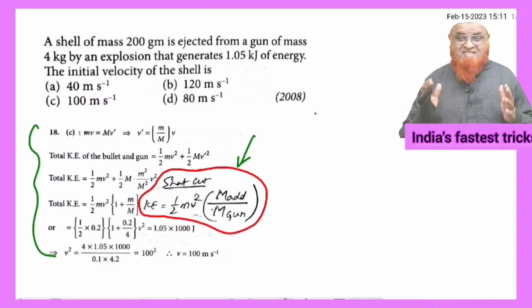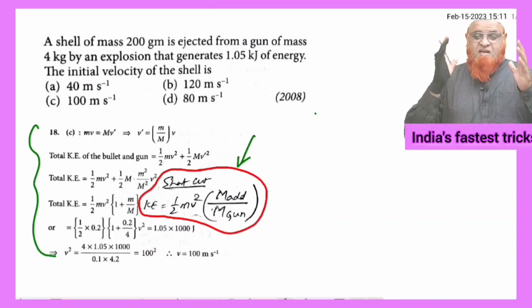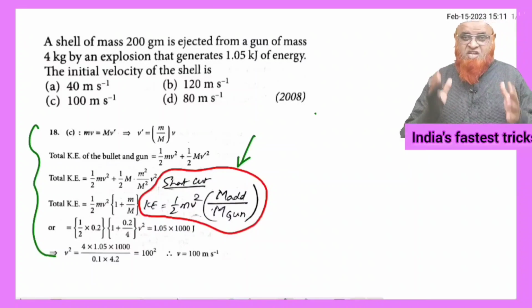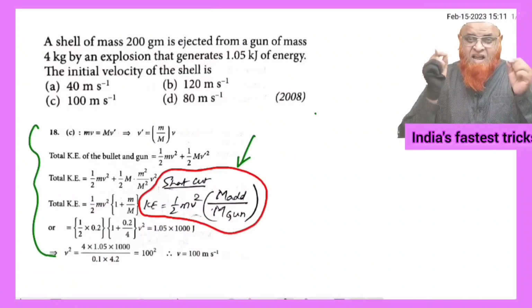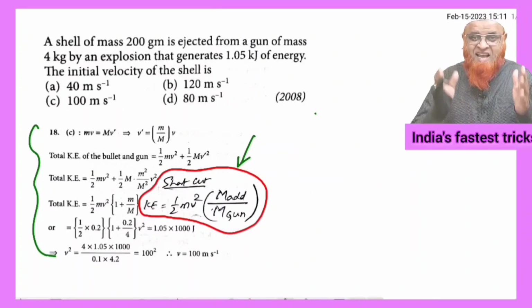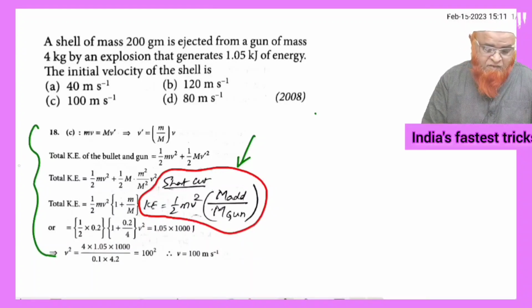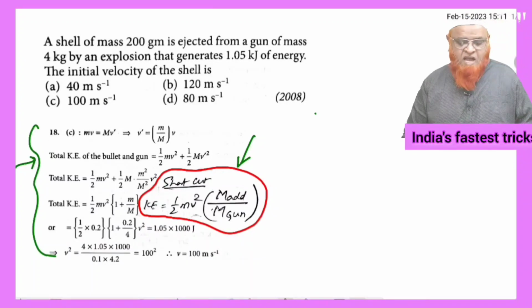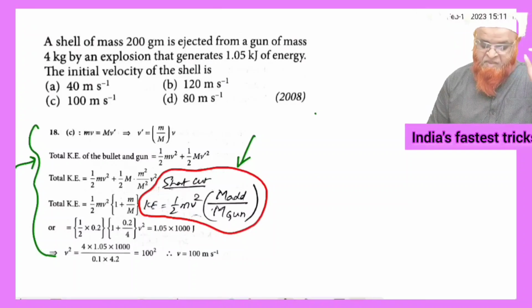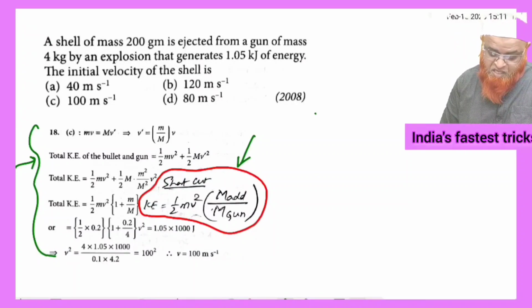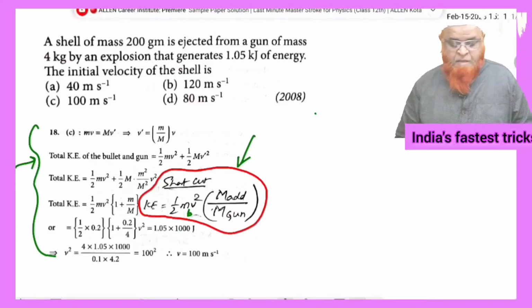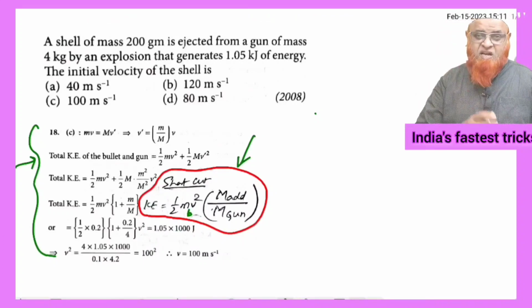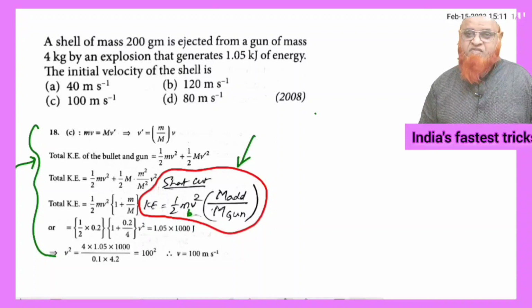Today I would like to discuss a shortcut method in the chapter work, power, energy. Let us eliminate this type of lengthy methods. I have created a shortcut formula here. That is, the shortcut is equal to kinetic energy, which is half m v square, mass of the bullet into v square, by mass addition, that means mass of the gun plus mass of the bullet, by mass of the gun here.